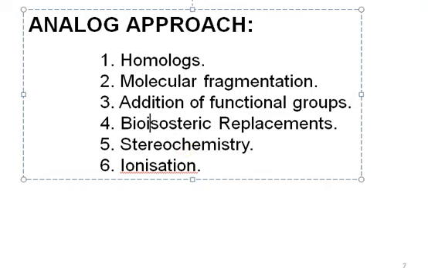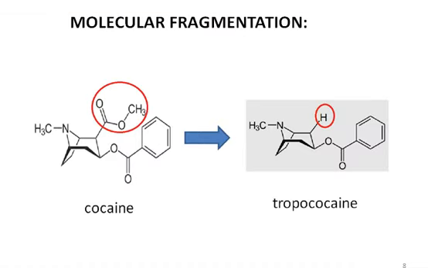Right, here we will see some examples of each of these approaches, and then we'll see certain specific examples on that case. Molecular fragmentation, right? For example, we have cocaine, and what we do is that we replace this molecular fragment. We eliminate this molecular fragment and bring a hydrogen here, and when we bring a hydrogen here, we get a more potent drug, which is known as tropococaine. So this is the example of eliminating or bringing the fragments.